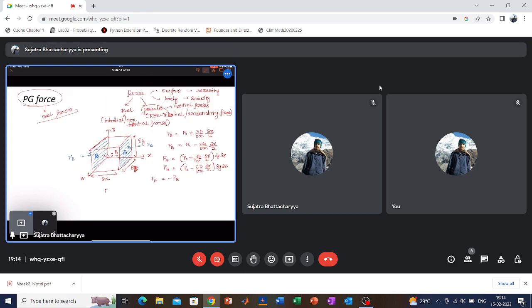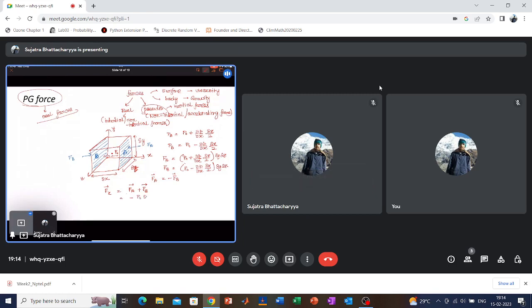Therefore, the net force in the x direction will be what? FA minus FB, since the direction is opposite, right? FA is acting in the opposite direction of FB. So now how will we write this? FA plus FB, right? This is how we will write. Now see, FA is in the negative x direction, so I will give a negative sign. FA is in the negative direction, so I will give a negative sign.